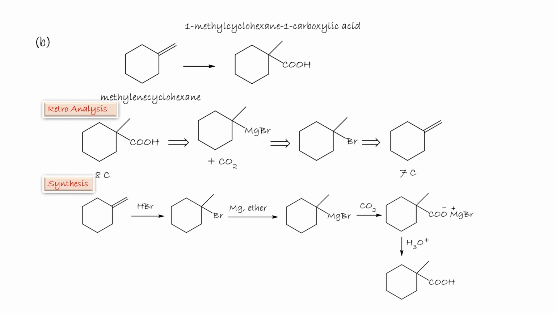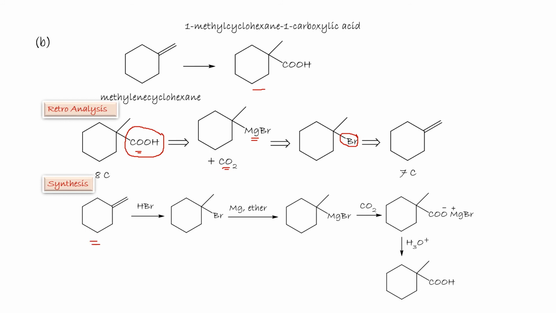How can we transform methylene cyclohexane to 1-methyl cyclohexane carboxylic acid? Well, retroanalysis once again: this is an extra carbon. We can get this from the reaction of Grignard reagent with CO2. We can get the Grignard from the bromo compound, which we can get from the starting material methylene cyclohexane.